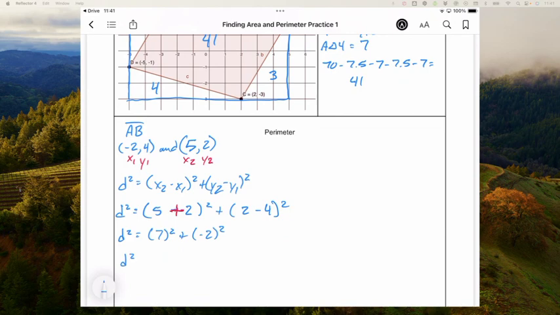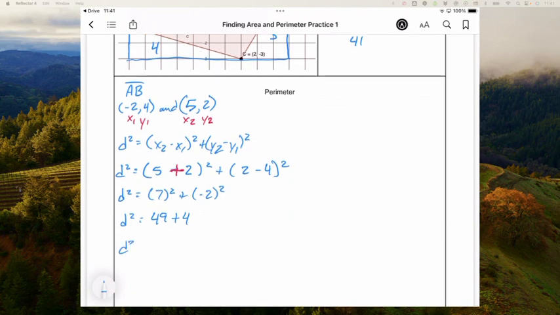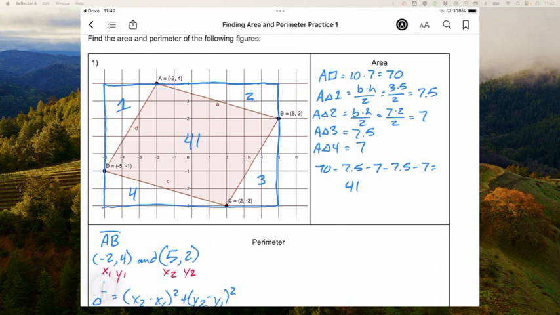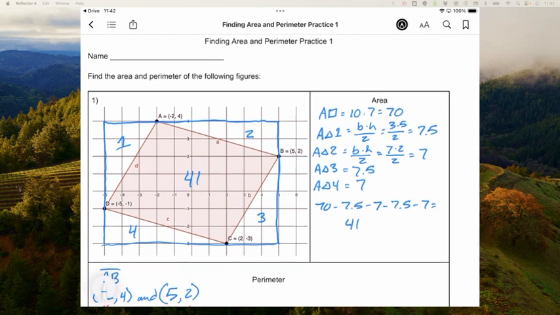So d squared is 49 plus 4. D squared is 53. And take the square root of both sides. Square root of 53 is 7.28. Okay, so up here on the figure, that line right there, AB, has a length of 7.28.